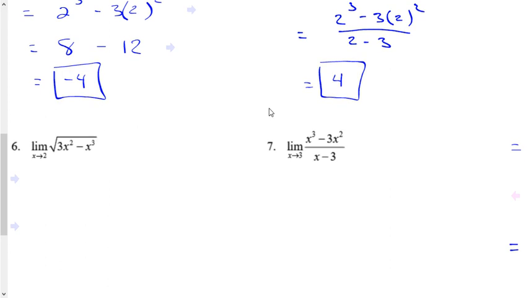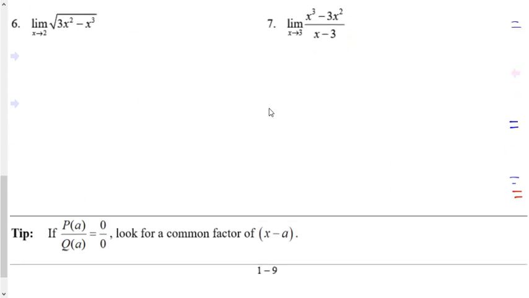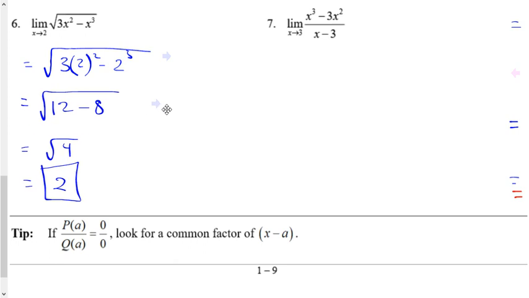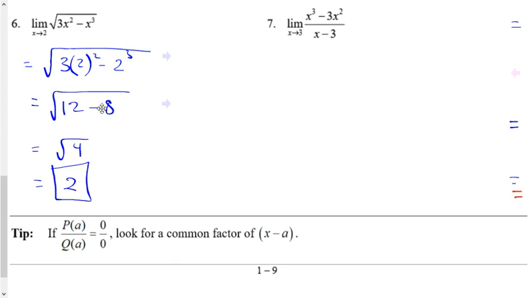Number 6. Now this function is undefined at some points, but when x is equal to 2, what happens? Well, let's try just substituting in. 2 squared is 4, times 3 will be 12, minus 8. Oh, the function is defined there, so I get 12 minus 8 as my radicand. The square root of 4 gives me 2.